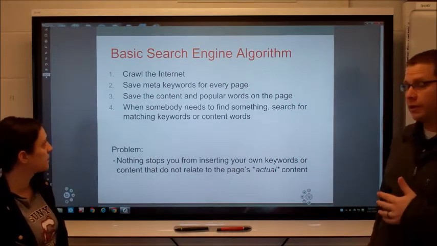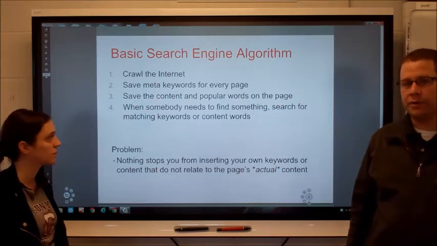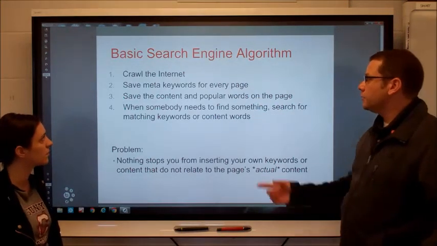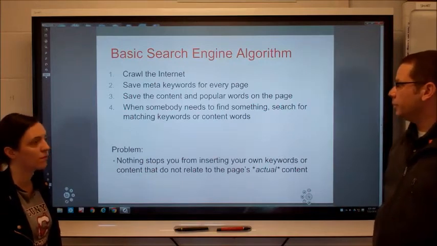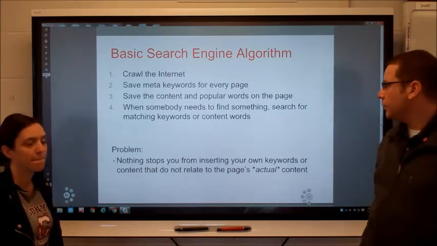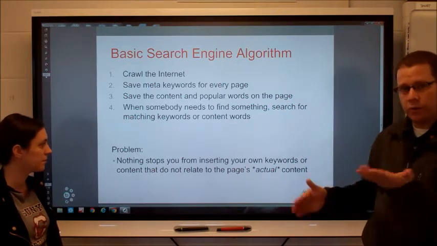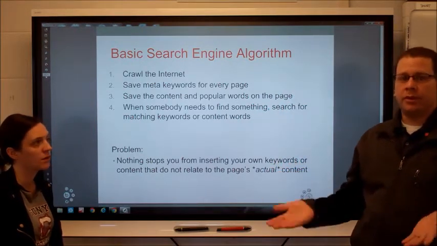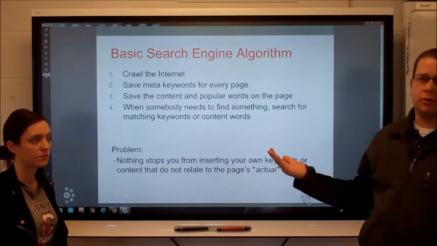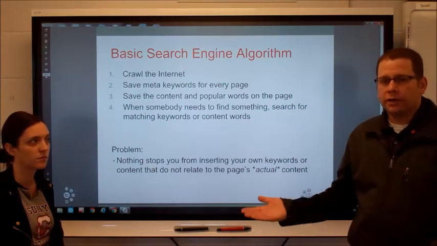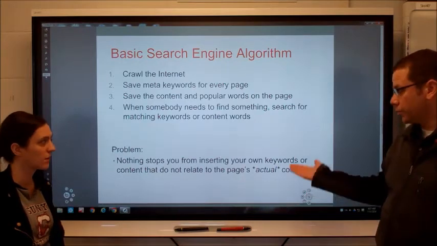So again, you basically search through the internet, depending on how you do that. You save some meta keywords, you save the content and popular words on the page, and then when you need to find something, you get back a list arranged however you set it up. What's more important to you? Maybe Google says page links or page ranks are higher than meta keywords, because there's a way to cheat with meta keywords, which we'll talk about later.